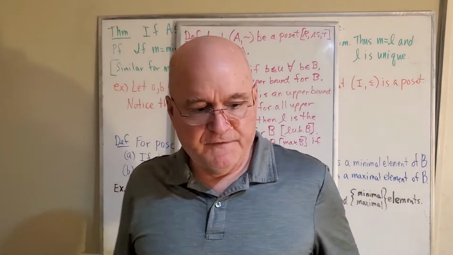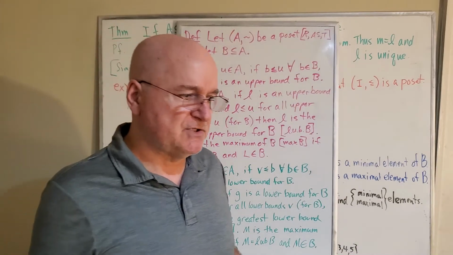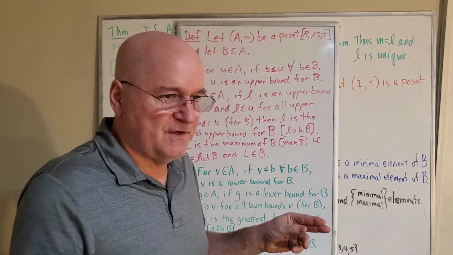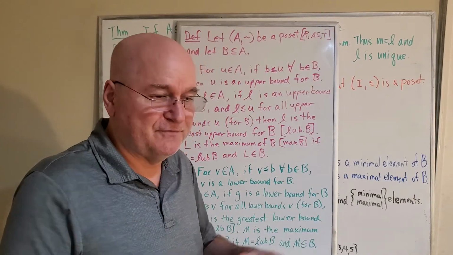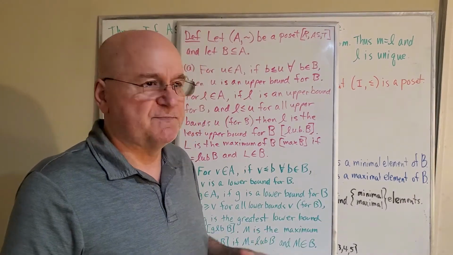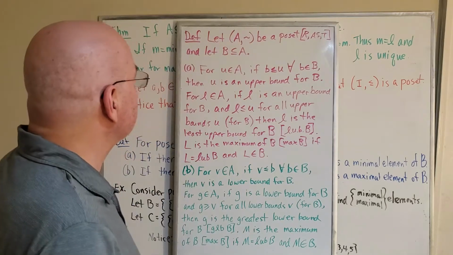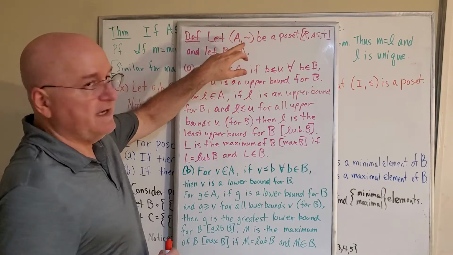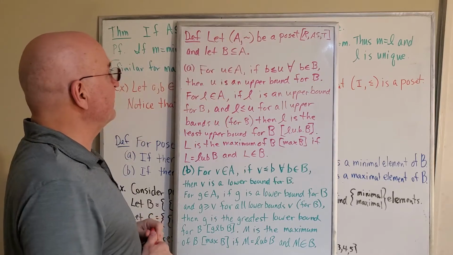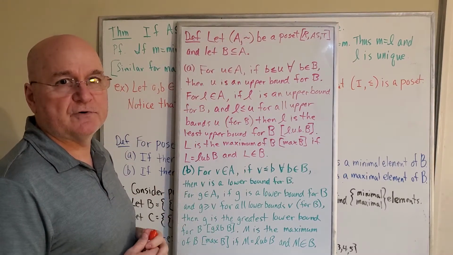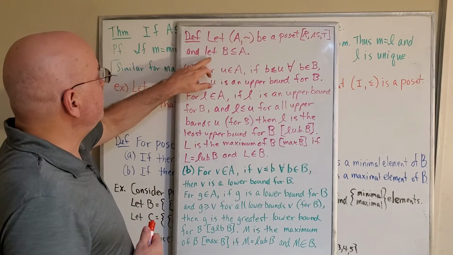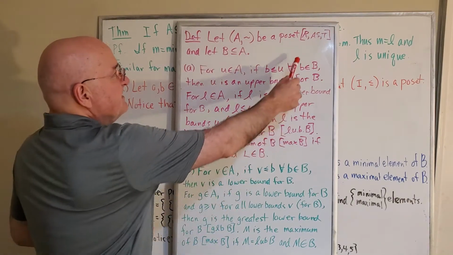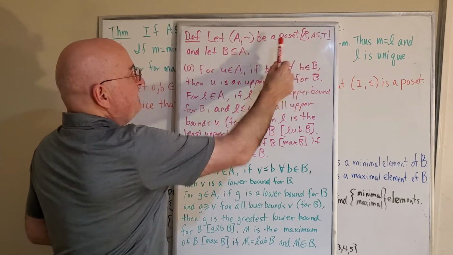Well, for our last video on the topic of relations, we've got several definitions, a very trivial theorem that will show a very trivial proof, and then we've got a few examples, but mostly definitions. Okay, let's let this set A with this relational operator be a poset, a partially ordered set, and let B, capital B, be a subset of A.